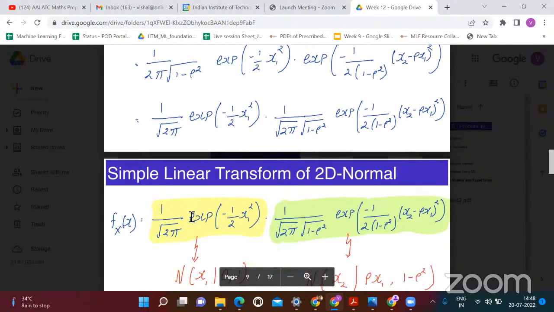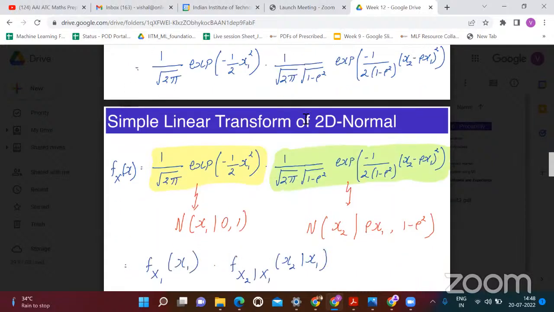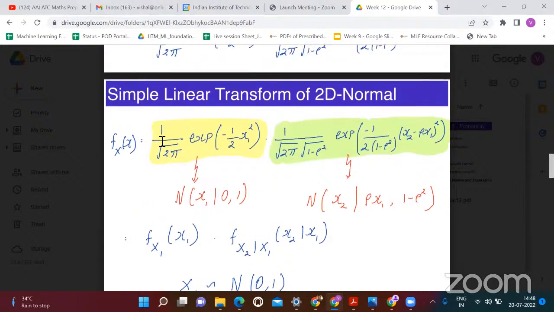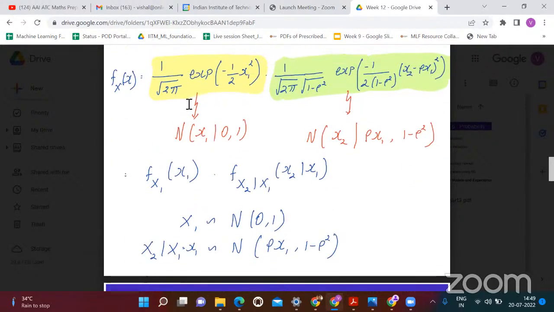This is the distribution of fx1, and this is the distribution of x2 given some values. So here the professor told us we can directly say this is a normal distribution with mean 0 and variance 1. And this is the normal distribution of x2, where the mean is rho x1 and the variance is 1 minus rho squared. You can see that from the equation that we have got. So this can be written in this form.